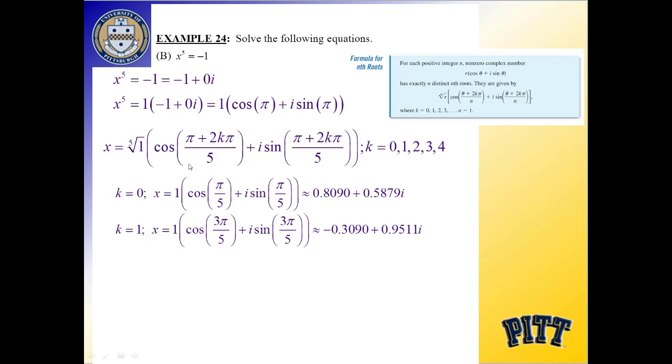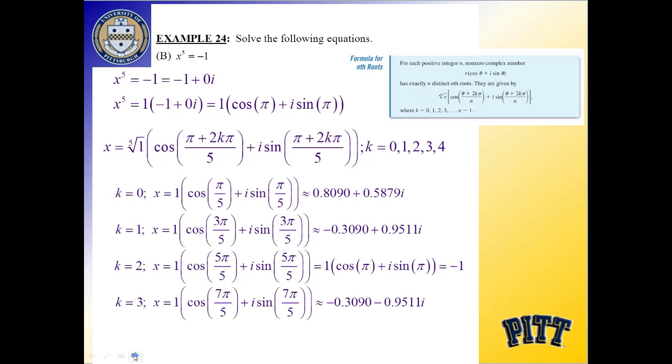So I'm going to have, again, the 5th root of 1, which is 1, times the cosine of 3 pi over 5, plus i times the sine of 3 pi over 5. And I evaluate those values there. I get negative 0.3090 plus 0.9511i. If k equals 2, I'm going to end up with 5 pi over 5, which means I'm going to have 1 times the cosine of pi plus i times the sine of pi. Again, the sine of pi is 0, so I'm going to have the cosine of pi, which is -1, times 1. That equals -1.